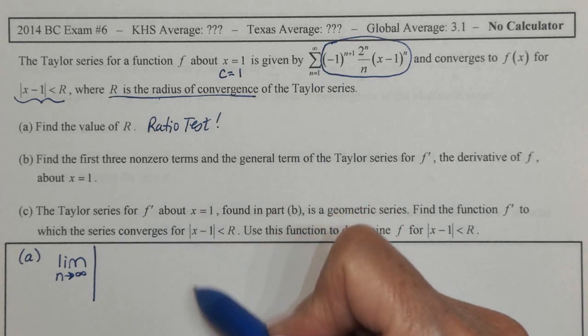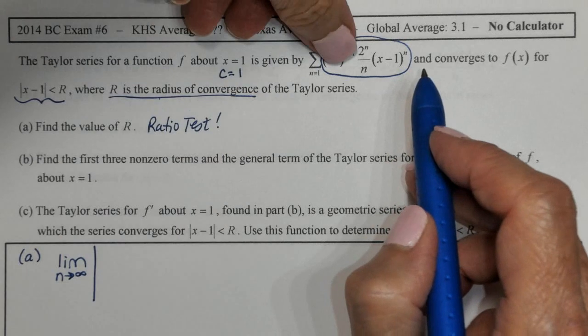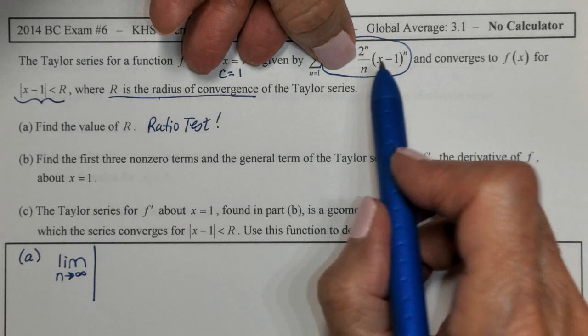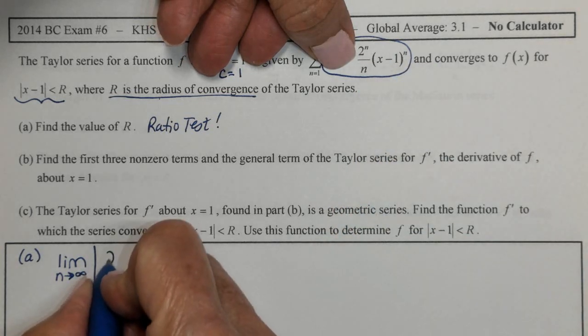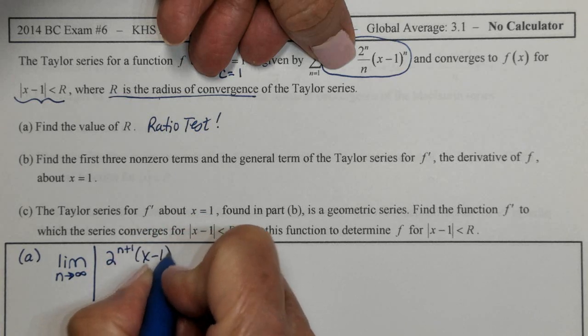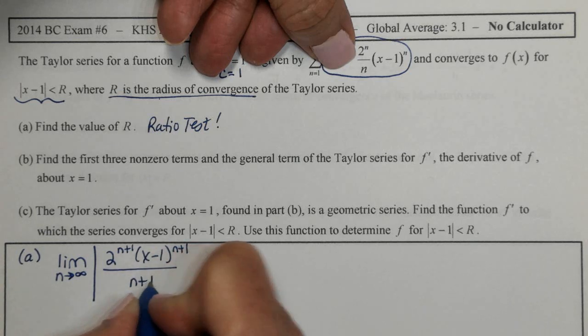Because of my absolute values, I do not have to write that. It's just going to muddy things up, so I'm not going to put it. I'm going to replace every other n with n plus 1. So I have 2 to the n plus 1 times x minus 1 to the n plus 1 all over n plus 1.